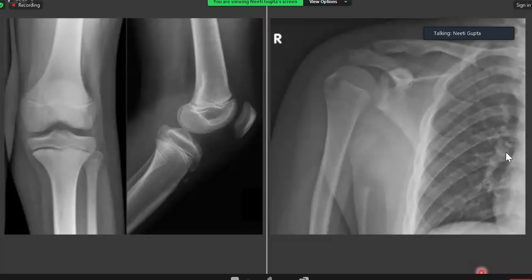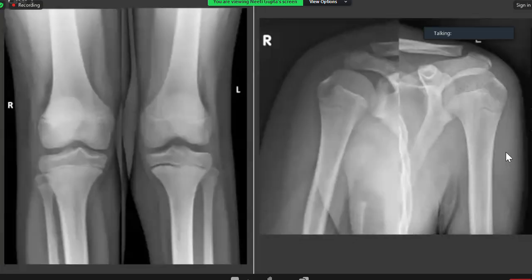Okay, now to make things easier, let me show you the contralateral radiographs. Now, what do you think? Which case is normal, which is abnormal, or are both abnormal?